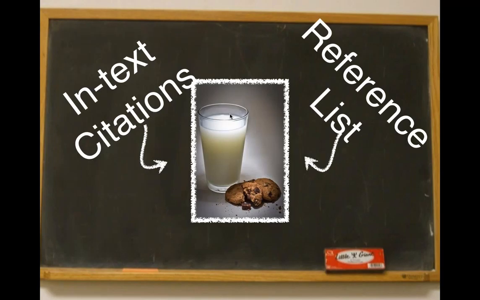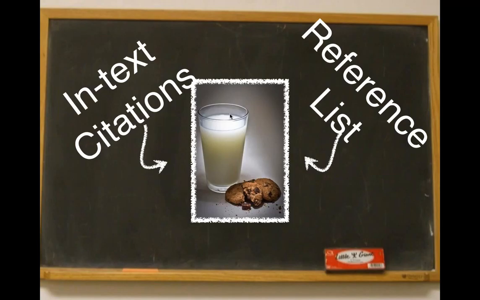All right, the next thing that we have to talk about is kind of the bulk of what most students have questions about, and that's the in-text citations and the reference list. APA style calls for both. You can't have one without the other, kind of like milk and cookies.